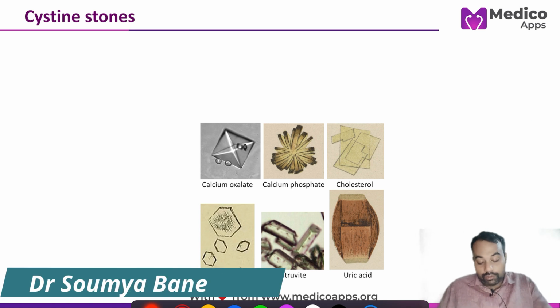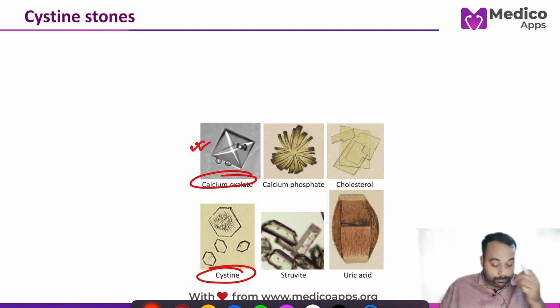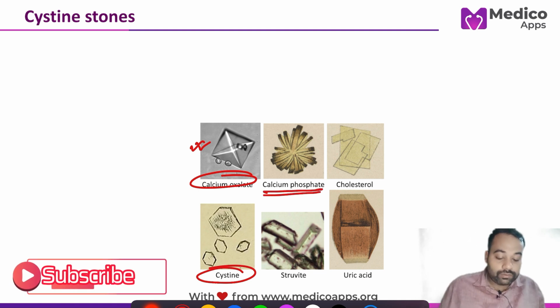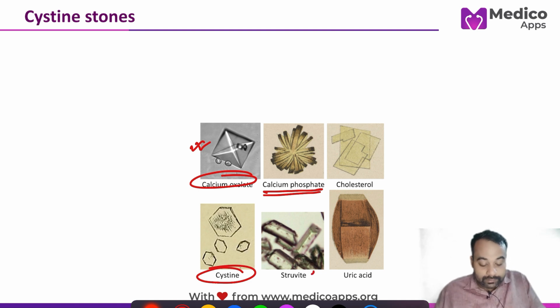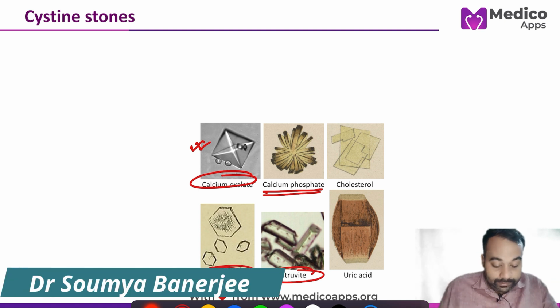Okay, so let's have the image as well. So this is your cystine stone, as I have already mentioned. This is the calcium oxalate stone, which typically looks like an envelope shape, right? Envelope shape. This is the calcium phosphate stone, which you can see in a rosette kind of shape, and this is struvite, which is your coffin lid shaped, right?